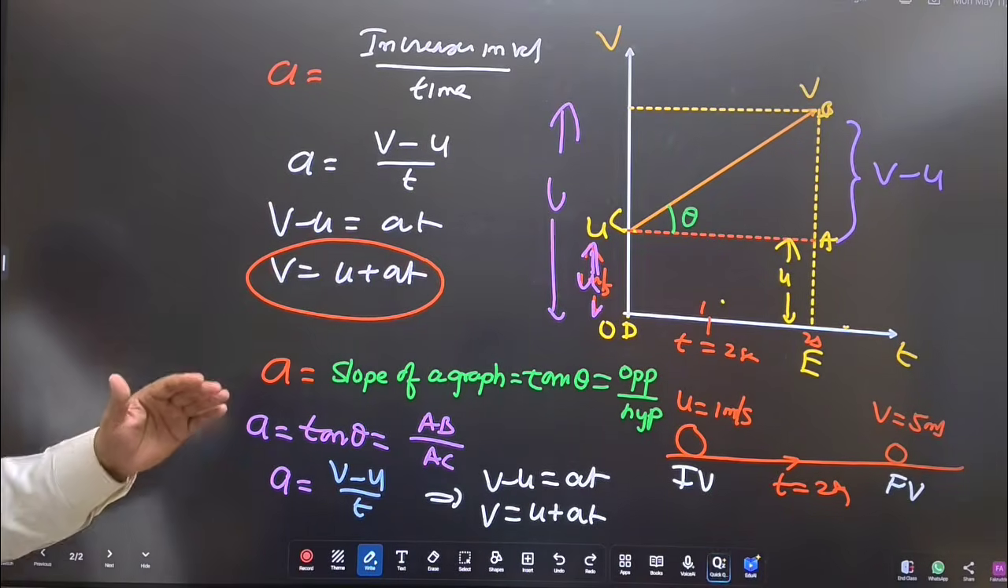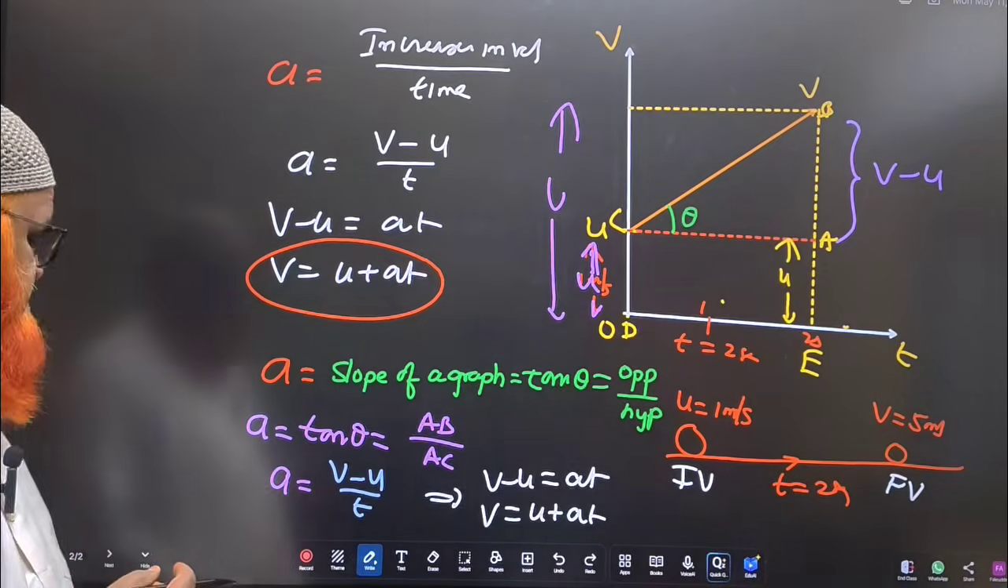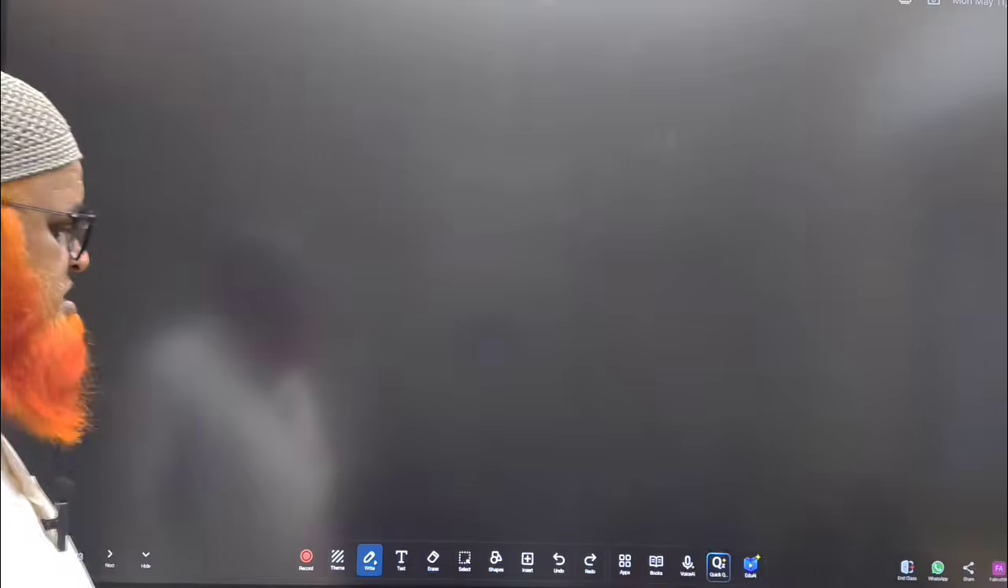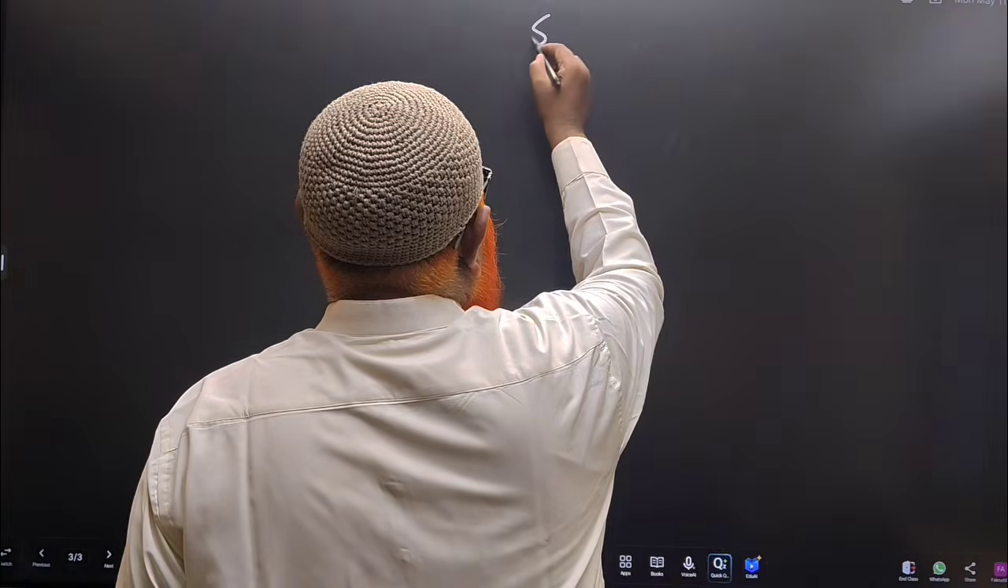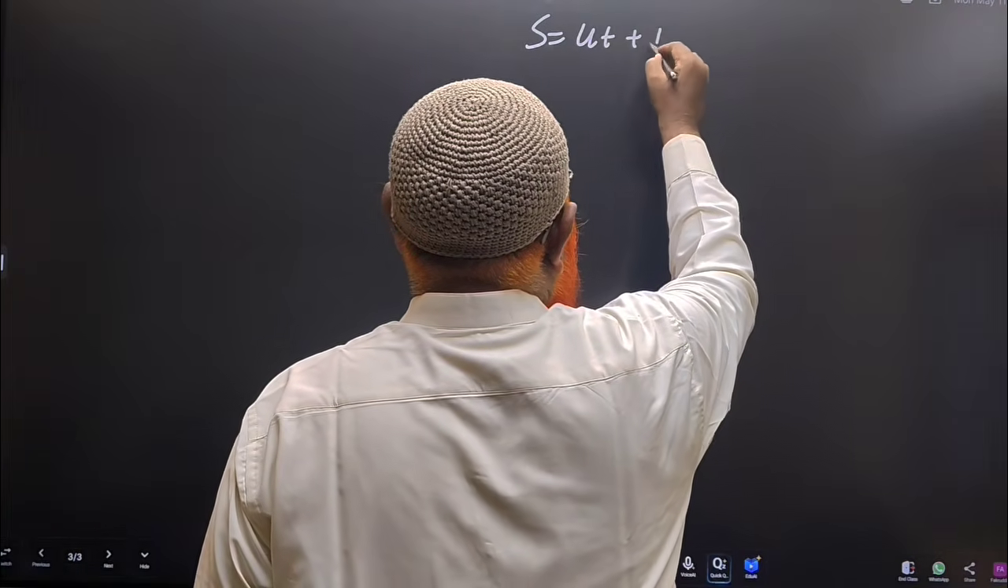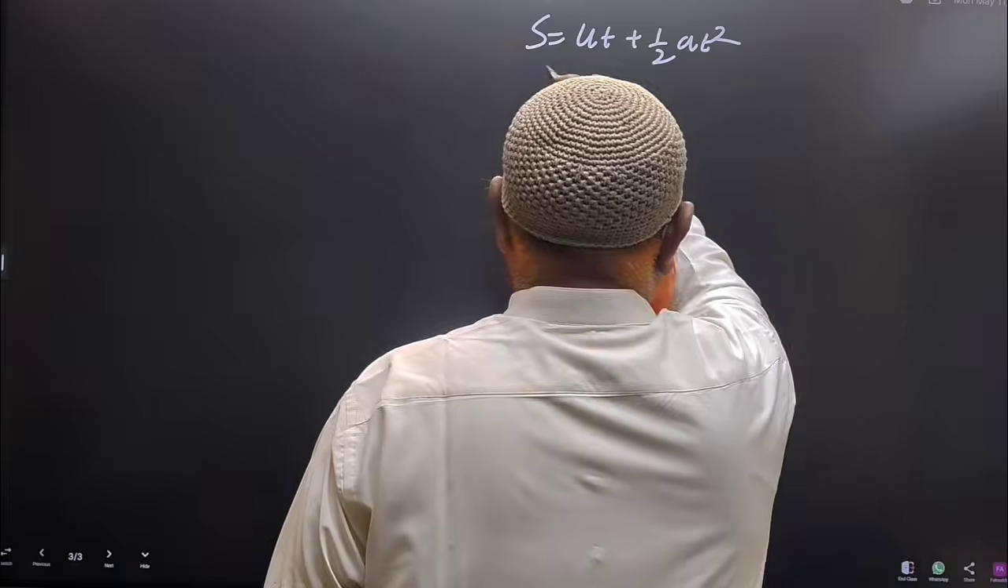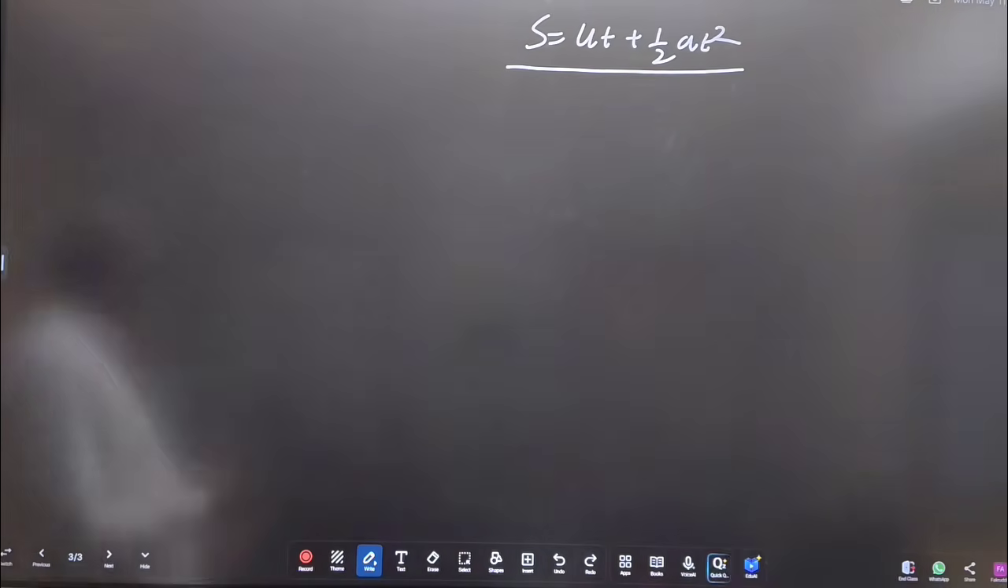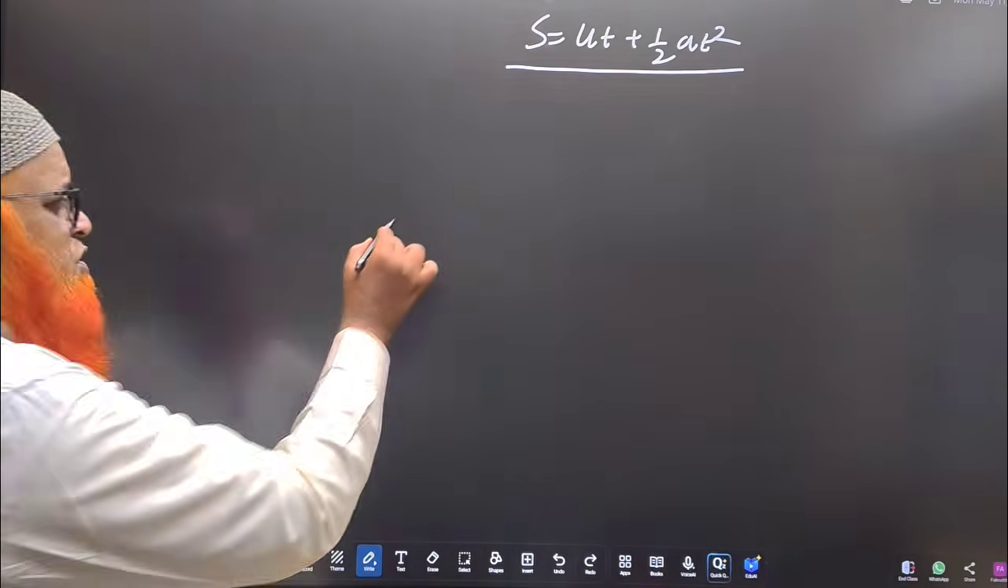Okay. So once you understand this one, then what about the next equation of motion? We'll discuss that. What is the next equation of motion? That is going to be S is equal to ut plus half at square. So how do you understand this one? For that you have to imagine one situation. And what is going to be that situation?